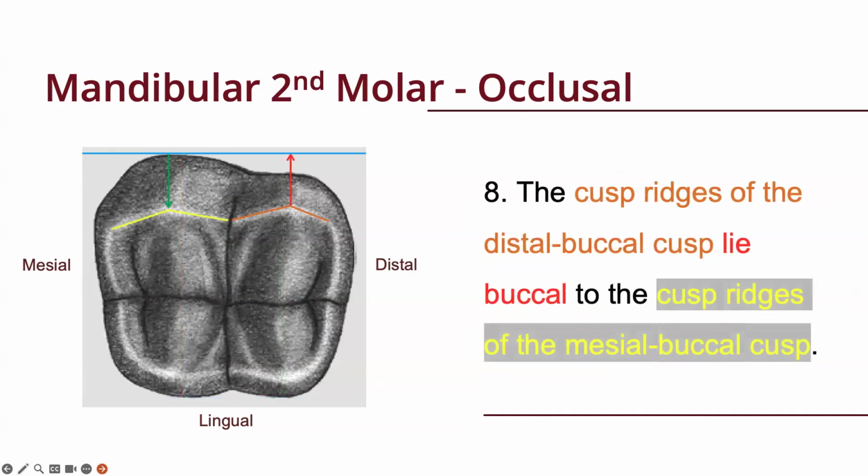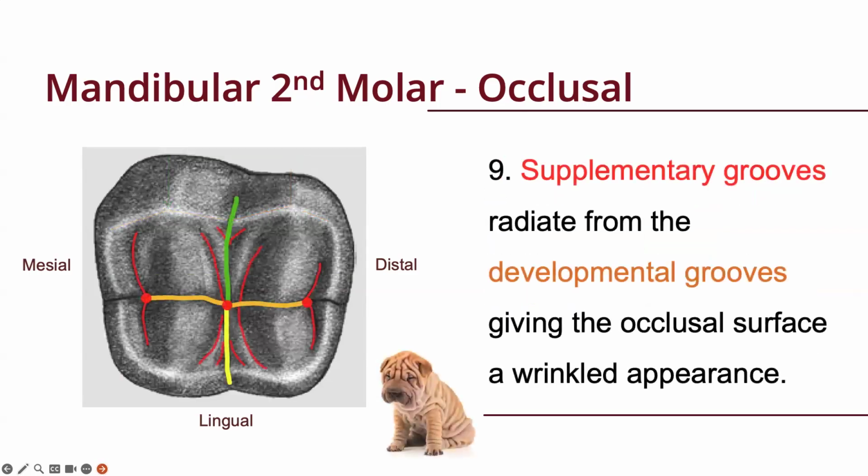The cusp ridges of the distal buccal cusp lie buccal to the cusp ridges of the mesial buccal cusp. Okay, so you can see that these are just slightly more buccal than the mesial buccal cusp ridge. The supplementary grooves radiate from the developmental grooves, giving the occlusal surface a wrinkled appearance.